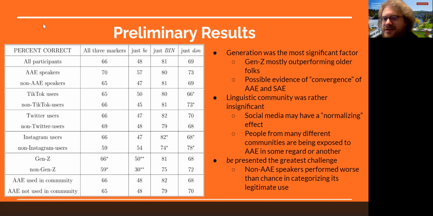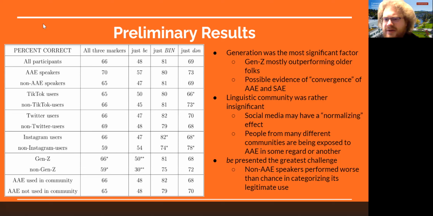Linguistic community, on the other hand, wasn't really very significant at all. It's the last row down there, as you can see. That just looks like statistical error. None of those are very different from each other in each pair. So my hypothesis about this is that social media maybe has a normalizing effect. Everyone is on social media in this survey that I did, every single person, and they may all be being exposed to AAE. Even if it's not correct AAE, at least maybe some of it is correct, or maybe it isn't. But everyone's being exposed in maybe kind of a similar way, and that might mean that social media just doesn't really have much of an effect.